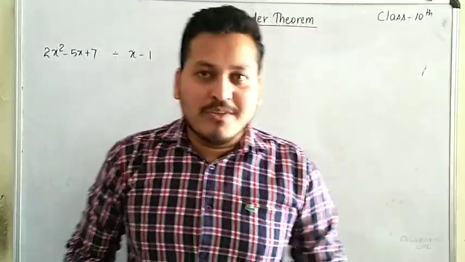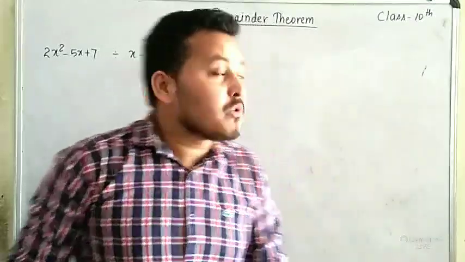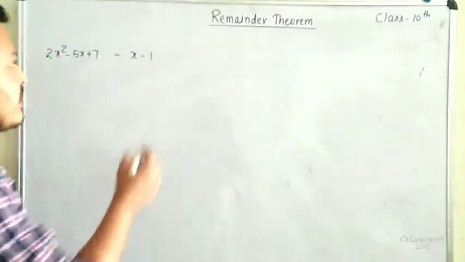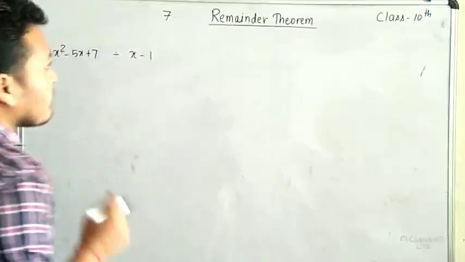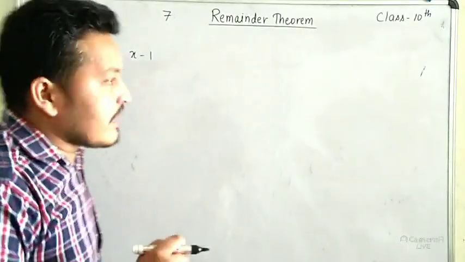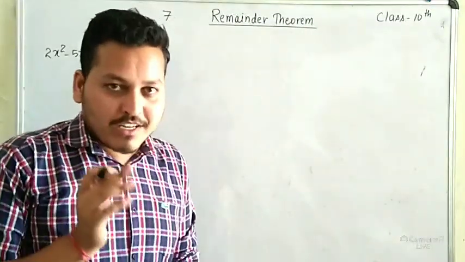Hello, good morning बच्चों. This is the turn of new chapter. The chapter number is 7 and the name of the chapter is Remainder Theorem and Factor Theorem. And this is a very simple chapter for the 10th class.